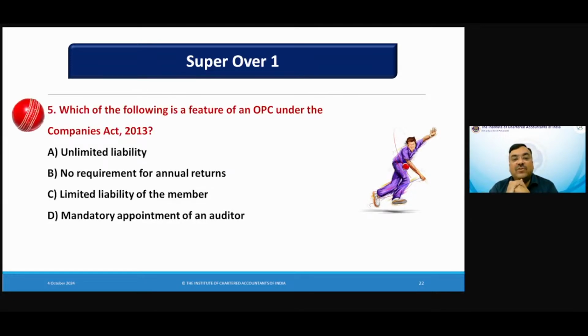Which of the following is a feature of an OPC under Companies Act 2013? Which is a feature? Unlimited liability, no requirement for annual returns, limited liability of the member, mandatory appointment of an auditor. Which is the feature?